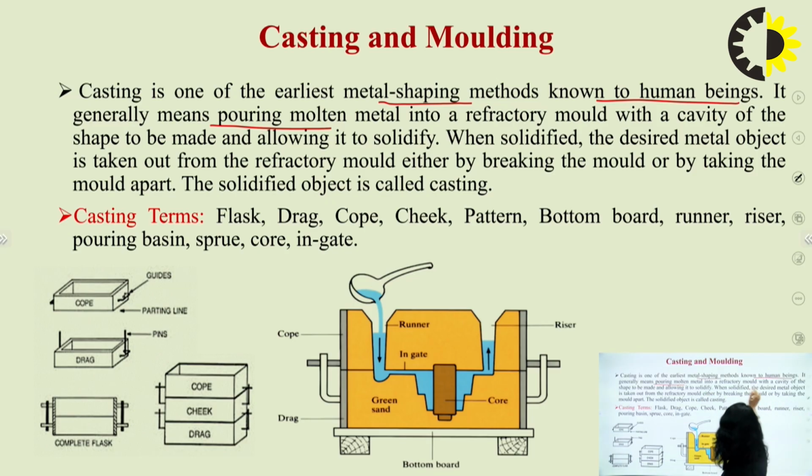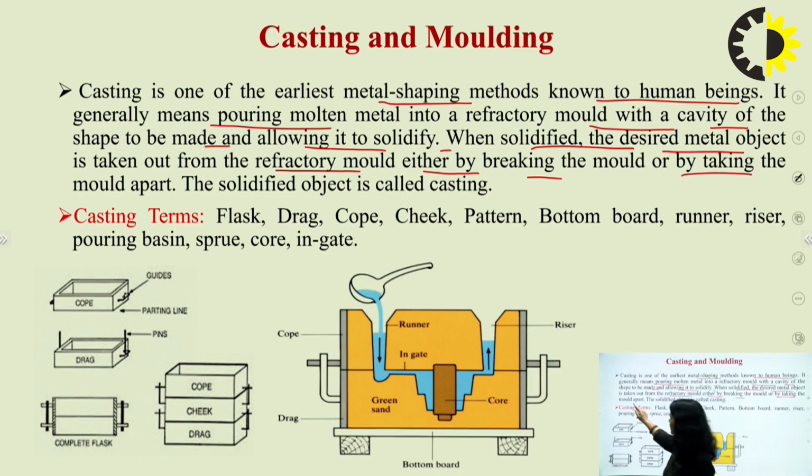So we can see here, it generally means pouring molten metal into a refractory mold with a cavity of the shape to be made and allowing it to solidify. When solidified, the desired metal object is taken out from the refractory mold either by breaking the mold or by separating the mold parts. The solidified object is called the casting.